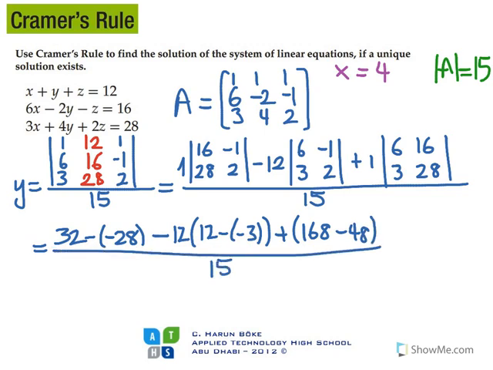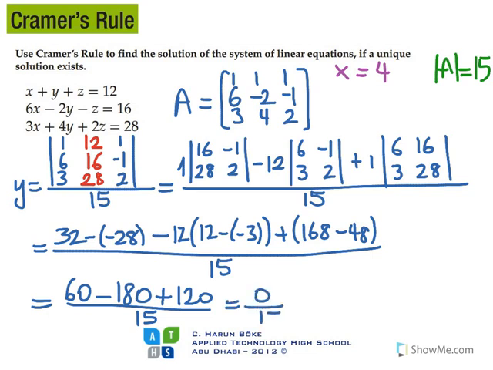And if we simplify, we have the following: 60 minus 180 plus 120 divided by 15. So this will give us 0 over 15, which is 0 for y. So let's record that too, y is 0.